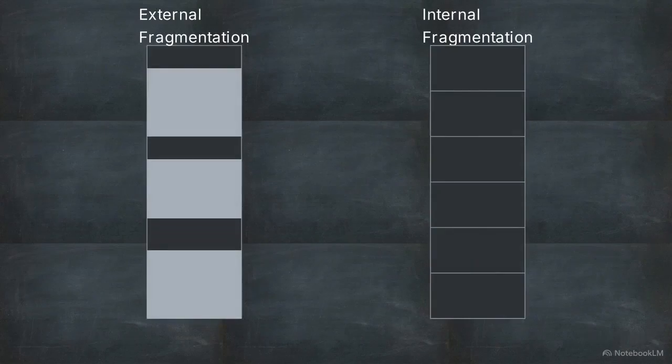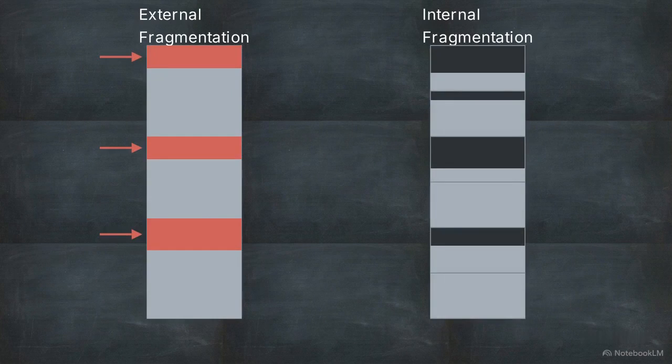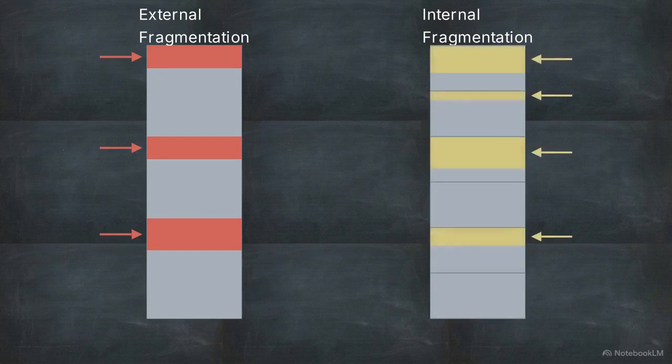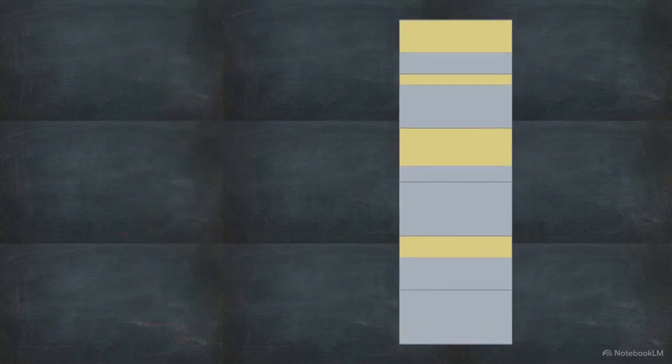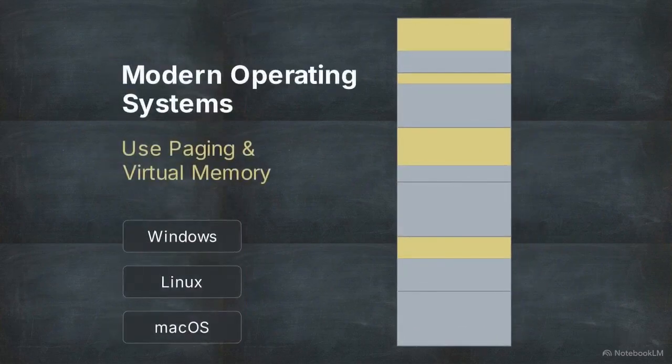Look at this direct comparison between the two memory management paradigms. External fragmentation strands variable amounts of memory between distinct allocations. Internal fragmentation strands fixed amounts of memory within the rigid boundaries of an allocation. Low-level system design is a zero-sum choice between these two failure states. Modern operating systems, including Windows, Linux, and macOS, rely almost exclusively on paging and virtual memory.